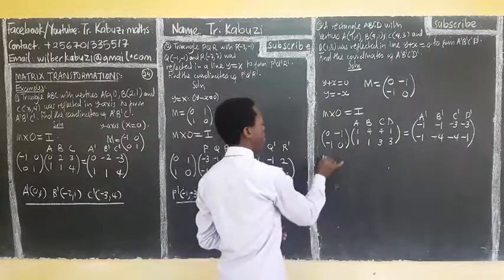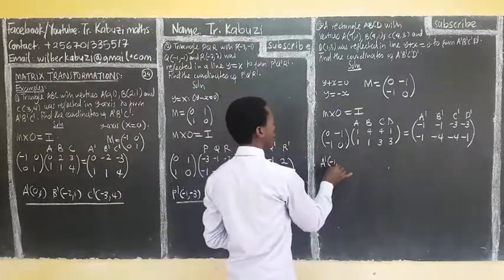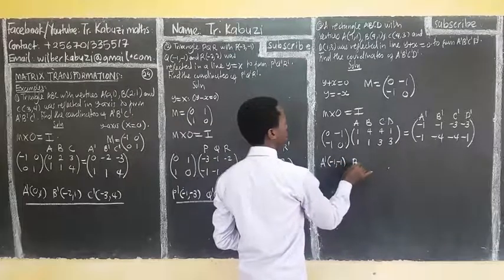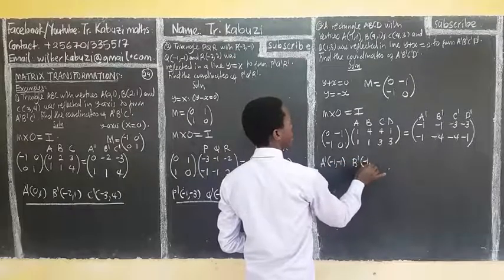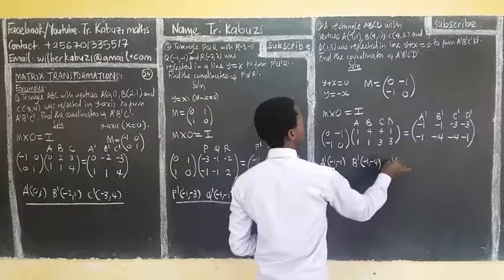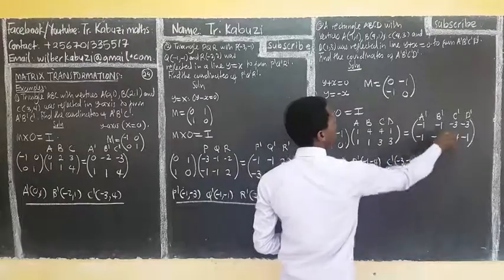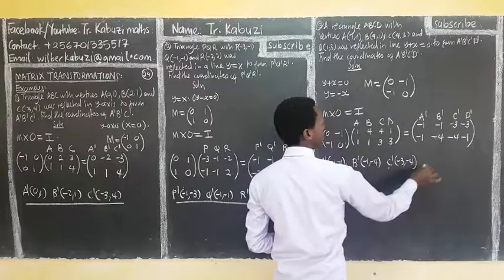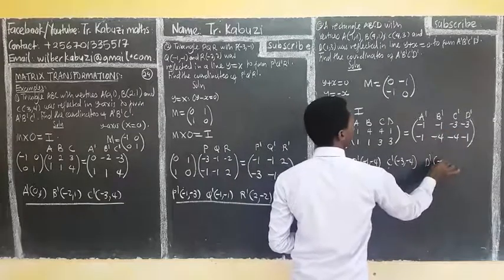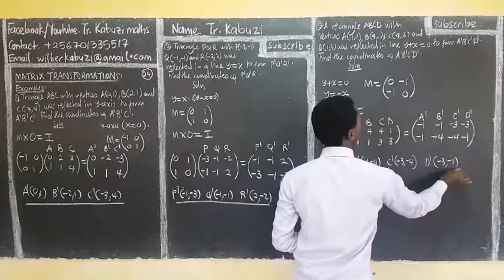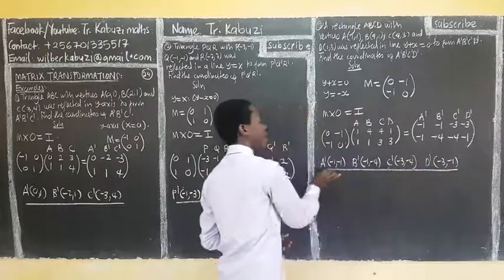So your A prime is negative 1, negative 1. Your B prime is negative 1, negative 4. Then your C prime, negative 3, negative 4. Then the D prime is negative 3, negative 1. And so you are through with that.